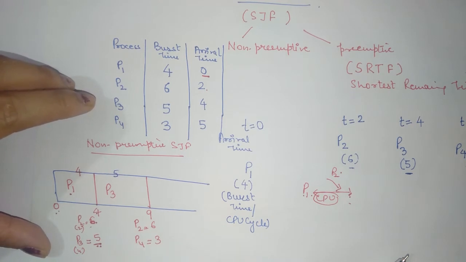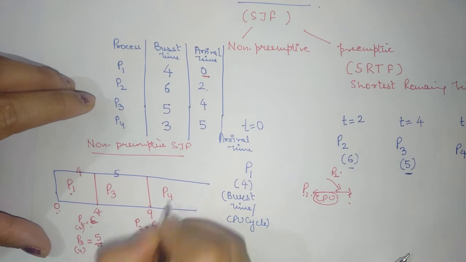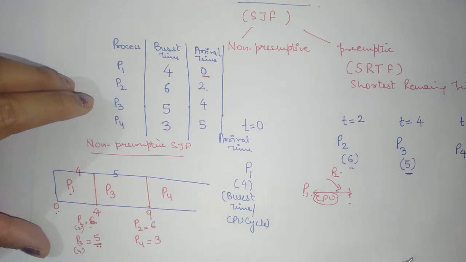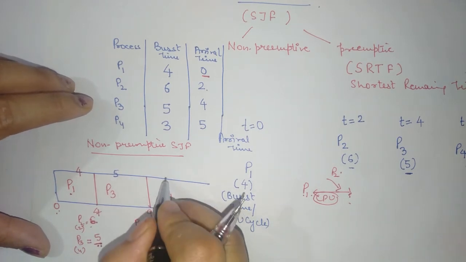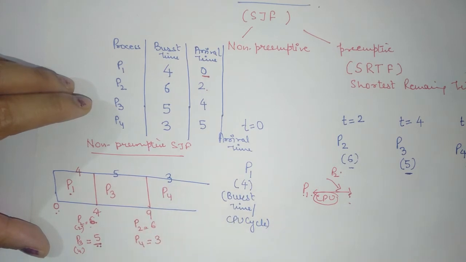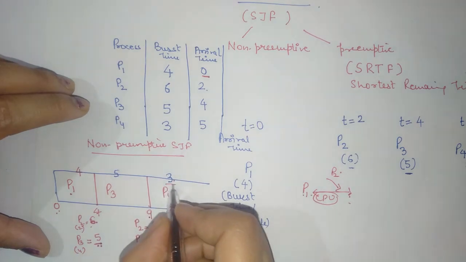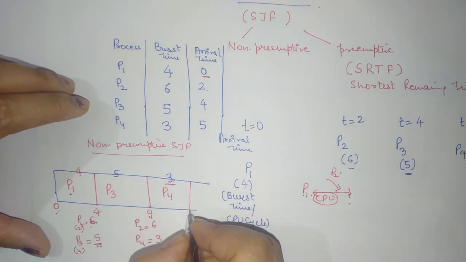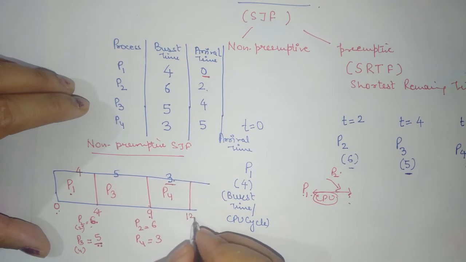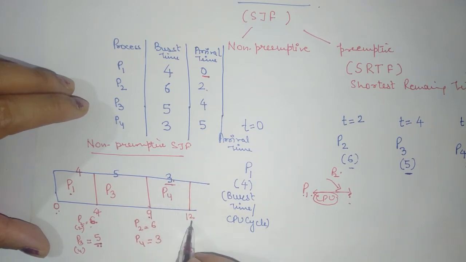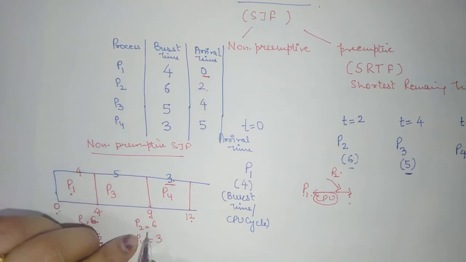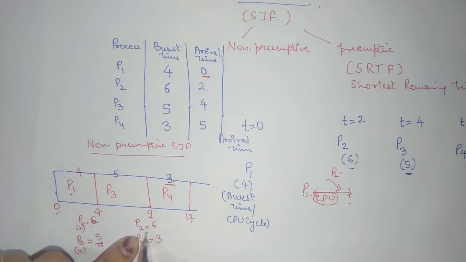Which process is the smallest? P4 is the smallest, so definitely the CPU will be allocated to P4. Its burst time is 3. It starts its execution at time 9 and takes 3 time units, 3 milliseconds. Now the machine time is 9 plus 3, which is 12. Only one process is left in the ready queue, P2.